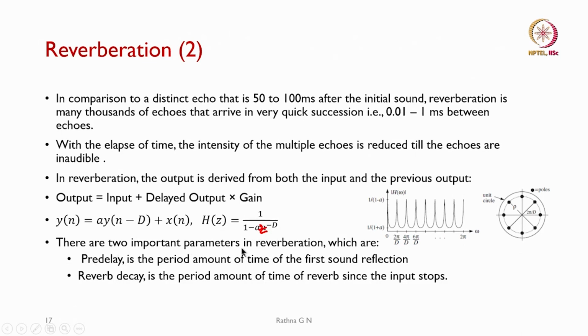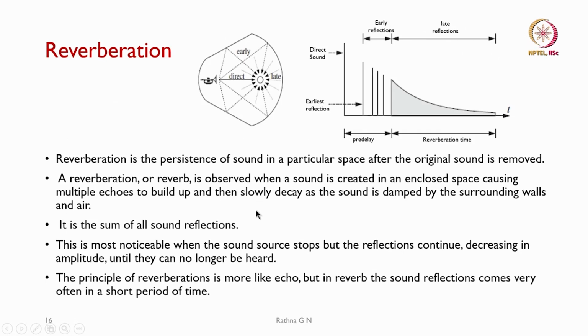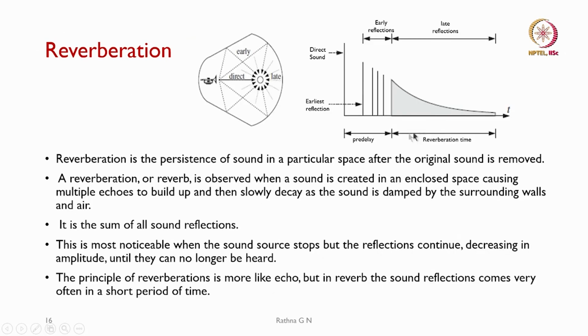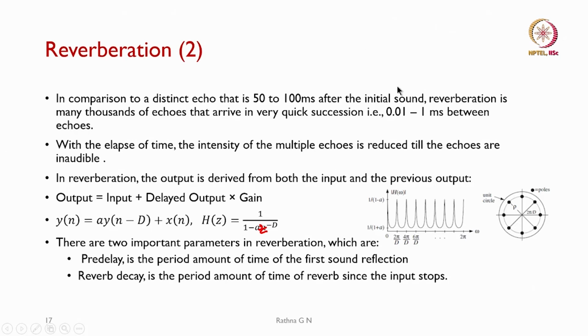There are two important parameters in reverberation. One is the pre-delay, as we have seen in the previous case, which is the amount of time before the first sound reflection. Then the reverb decay is the amount of time that reverberation continues after the input stops. So, we have seen that this is the pre-delay, which is the early reflection which is going to come. Then how does it look like?